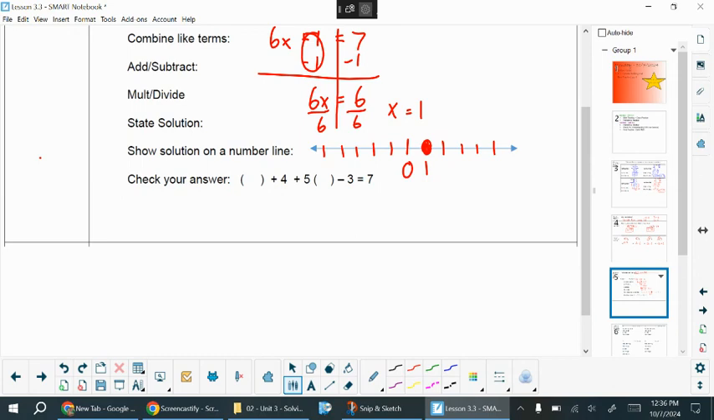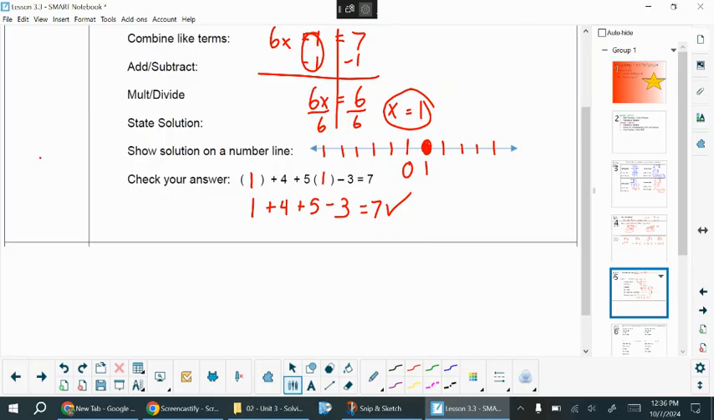check our answer. So we think our answer is x equals 1. So anywhere there was an x in the equation, we'll put a 1, and we'll start simplifying. We'll do our multiplication first. So 5 times 1 is 5. And then we'll see what that equals. So 1 plus 4 is 5. Plus 5 makes 10. Minus 3 makes 7. So yes, that is our solution.